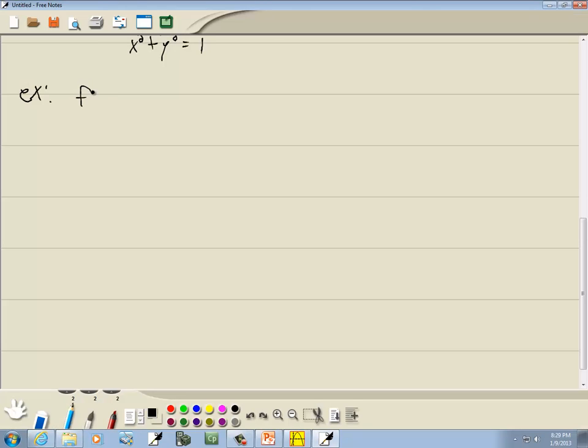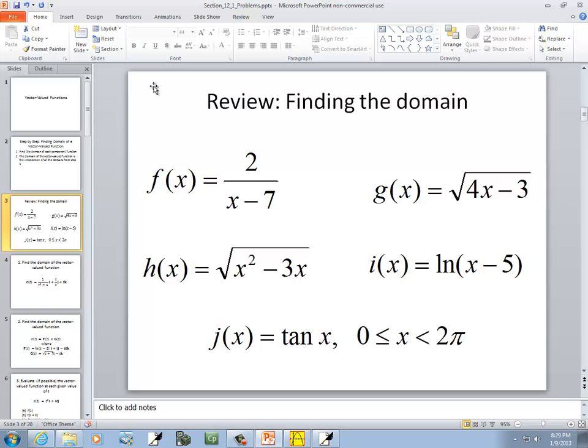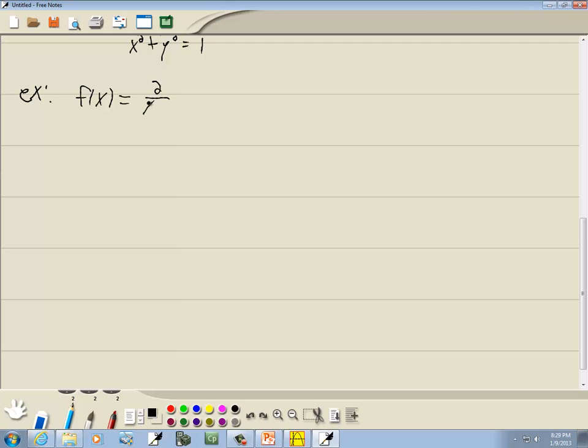We've got f of x is equal to 2 over x minus 7. Now, if we have a fraction, what you do is you set your denominator equal to 0 and solve it. So we'll set x minus 7 equal to 0, and that gives us x equals 7.